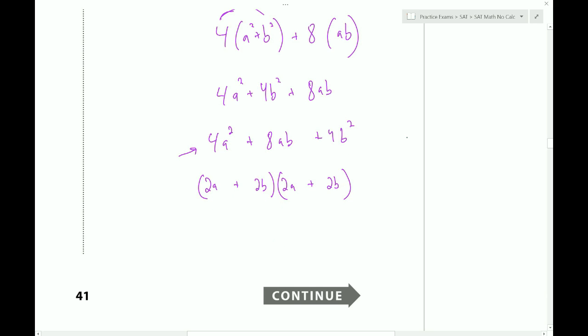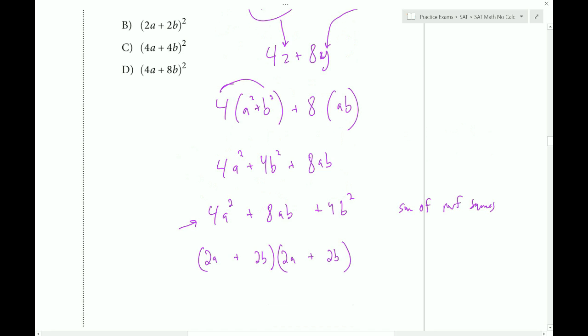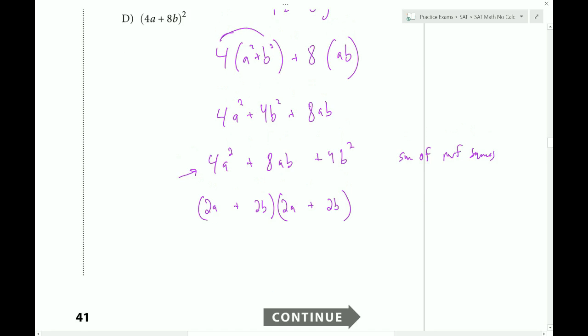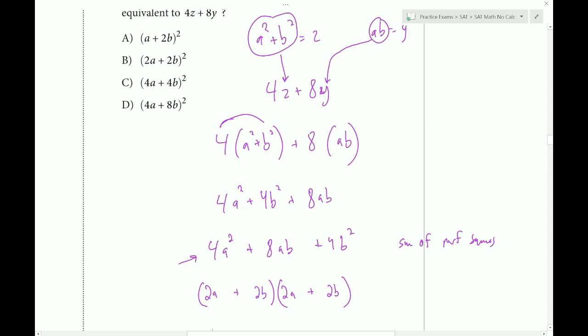So this is like a sum of perfect squares, which is a lot less well known than the difference of perfect squares, also known as dots. But anyway, this leads us to choose choice B, right? 2a plus 2b quantity squared.